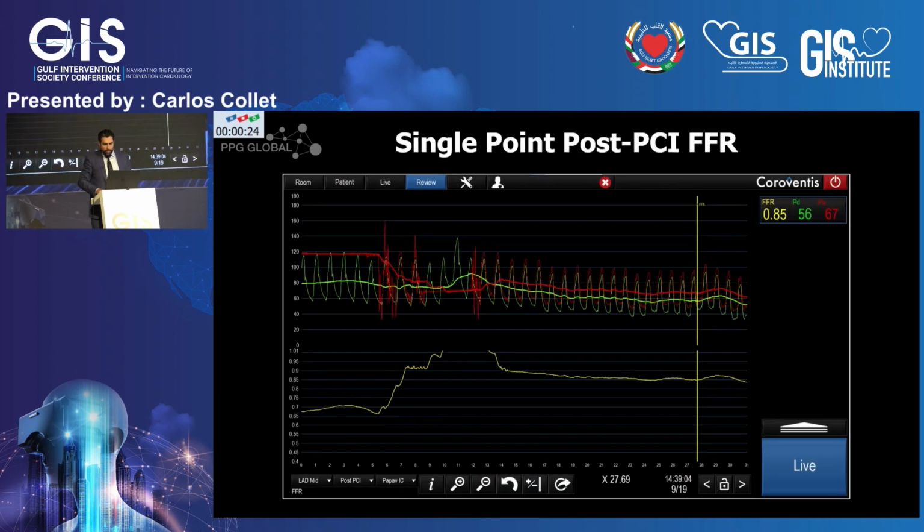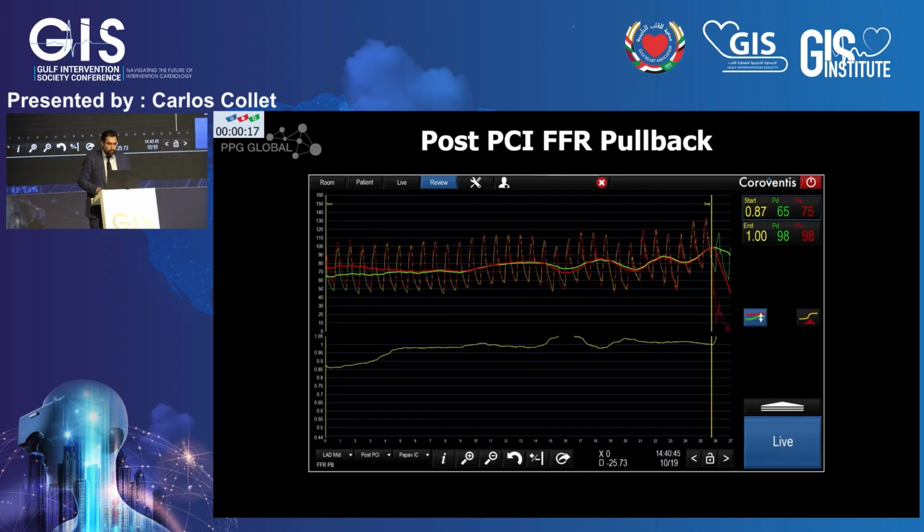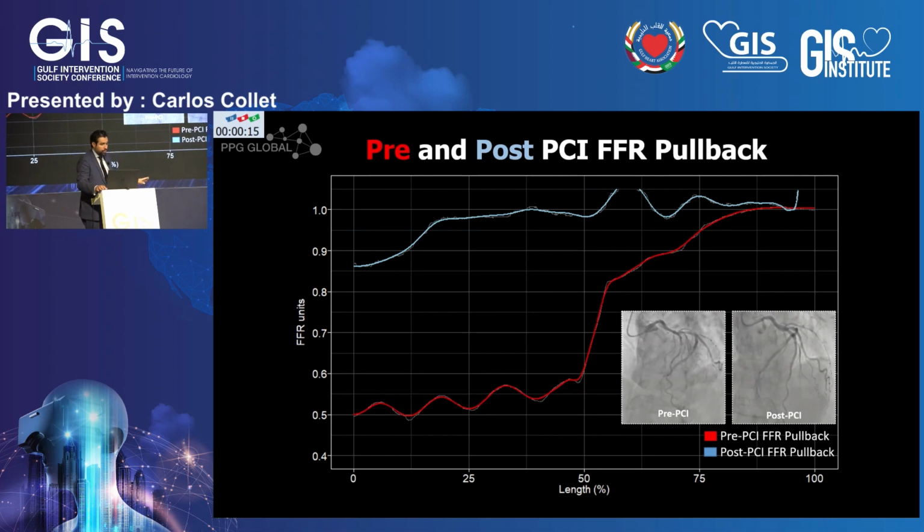We're going to go back to that point, but before that, I'm going to show you that the patient started with a very low FFR. The post-PCI FFR in this case was 85, and when we compare the pre and the post, this is what we obtained. So we really improved conductance in this vessel.